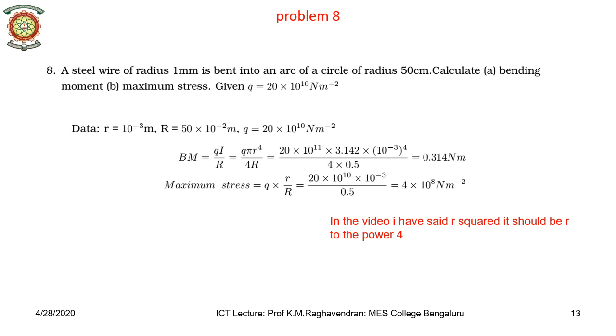Now we know that the maximum stress is given by Q times small r by capital R, and so therefore substituting the values of Q, small r and capital R, we obtain the maximum stress on the wire to be 4 into 10 to the power of 8 Newton per meter square.